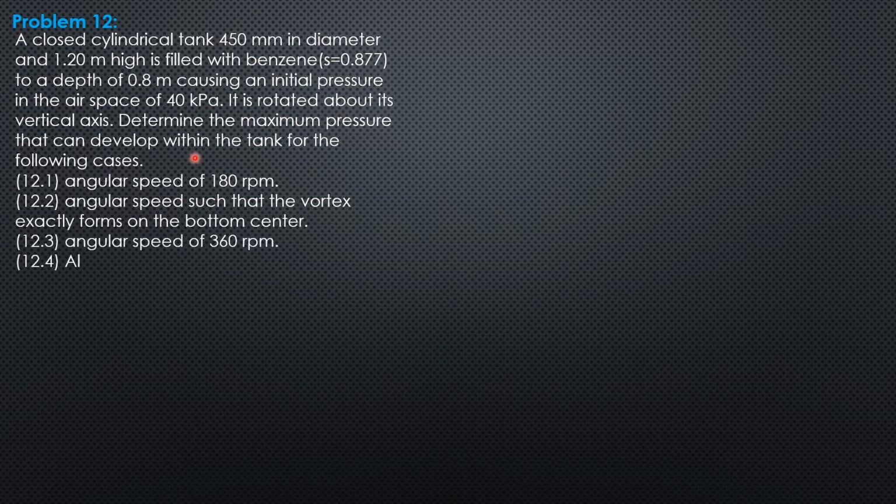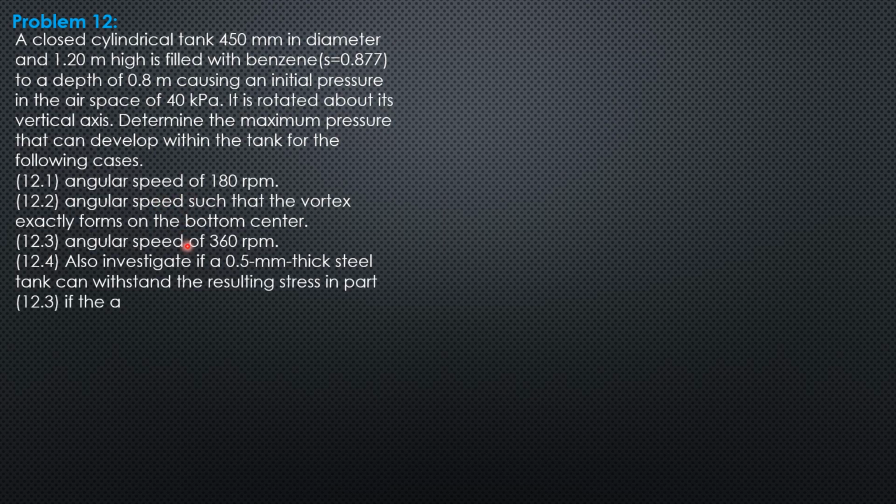Determine the maximum pressure that can develop within the tank for the following cases: angular speed of 180 revolutions per minute; angular speed such that the vortex exactly forms at the bottom center; angular speed of 360 revolutions per minute. Also investigate if a 0.5 mm thick steel tank can withstand the resulting stress in part 3 if the allowable hoop stress is 60 megapascals. So let's have the figure first.